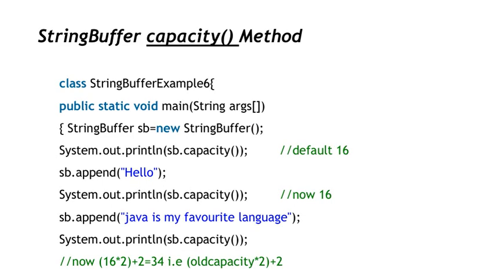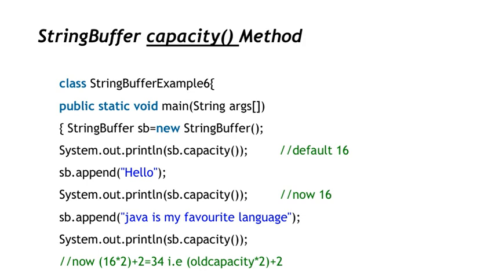Let's take a closer look at the string buffer capacity method. In this example, we start by creating a new string buffer object called SB. When we print out SB capacity, it shows us the default capacity, which is 16. This is the initial size of the buffer that can hold characters before needing to expand.